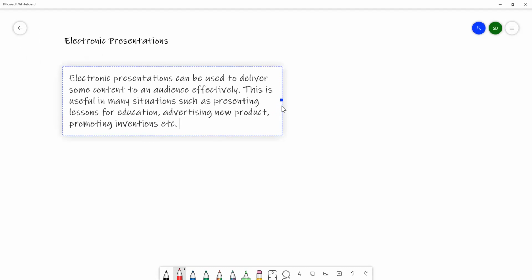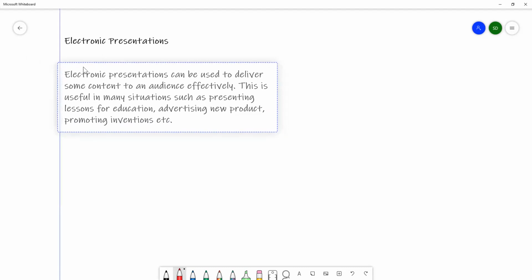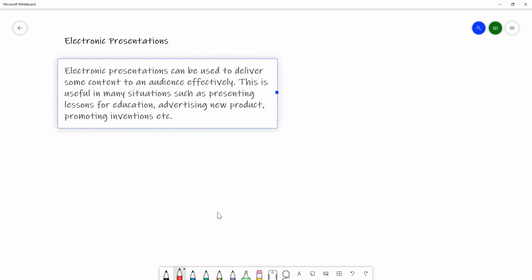Now, even with the lockdown, if you have experienced online teaching and learning, many presenters prefer online presentations, right? We normally used to say, instead of having 1,000 words, you can have a visual, right? Same goes here as well, isn't it? So we can say the electronic presentations can be used to deliver content to an audience effectively.